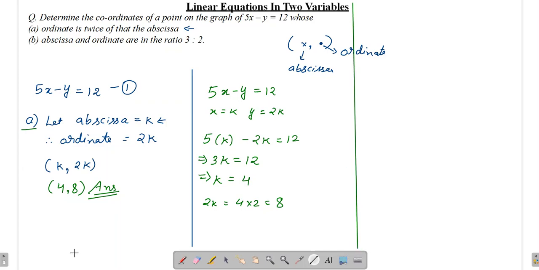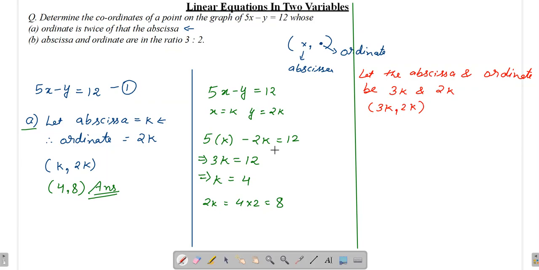Now let's see the second part. It says abscissa and ordinate are in the ratio 3:2. So let the abscissa and ordinate be, abscissa can be taken as 3k and ordinate as 2k. So the required point will be 3k comma 2k. This is how it will be.